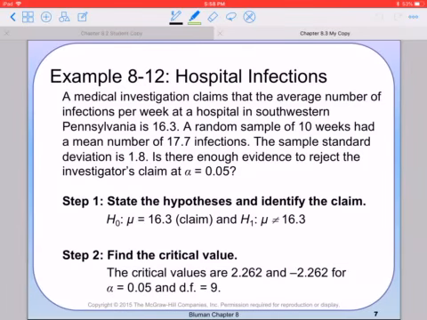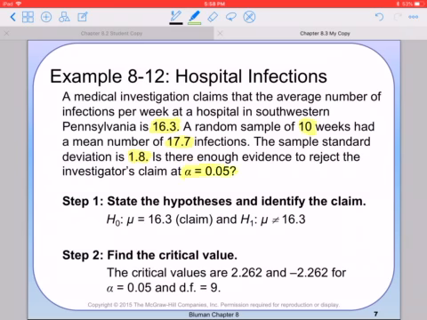Alright, so let's do an example here. Let's read it. This example is talking about hospital infections. A medical investigation claims that the average number of infections per week at a hospital in southwestern Pennsylvania is 16.3. A random sample of 10 weeks had a mean number of 17.7 infections. The sample standard deviation was 1.8. Because we don't know what the population standard deviation is, that's why we're doing the t-test. Is there enough evidence to reject the investigator's claim?